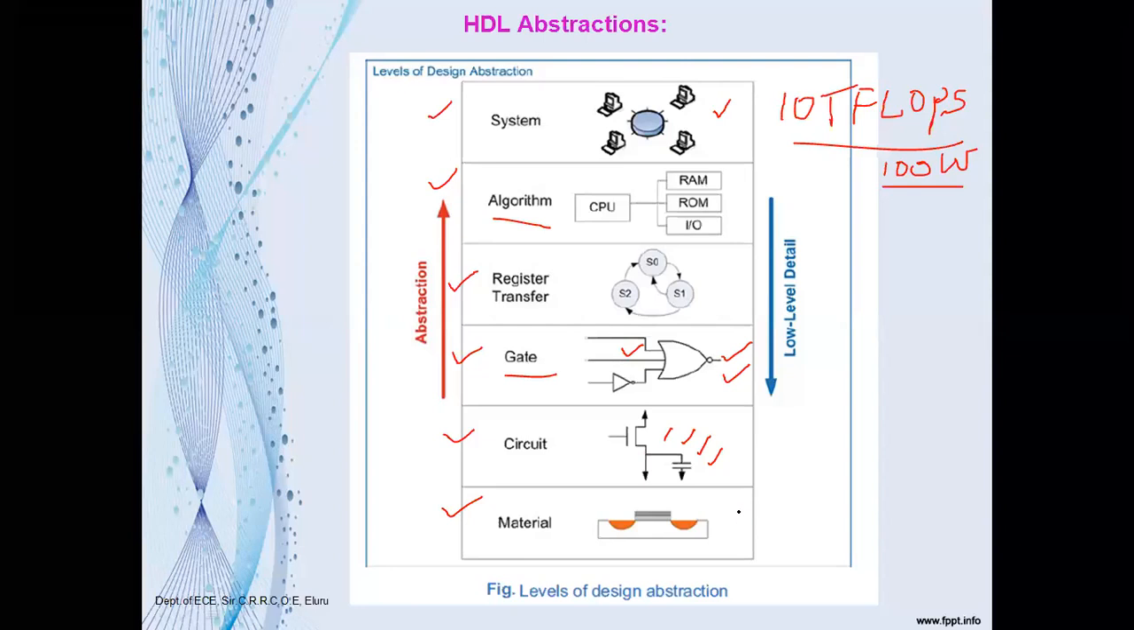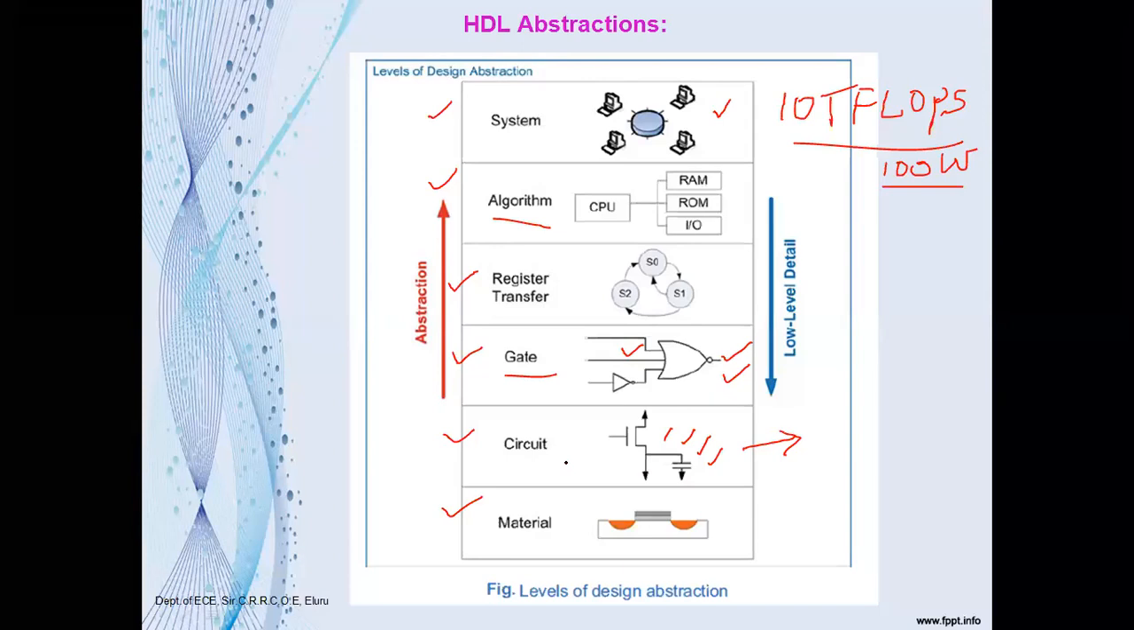Now, as an example, is it possible to describe a digital circuit at the transistor level? If I want to describe a computer at the circuit level, is it possible? It is very impractical. It is a very tedious, very difficult process to describe the behavior of the computer at the circuit level. Why? Because at the circuit level, you will have billions of transistors, so it is very impractical to describe the circuit at the circuit level.